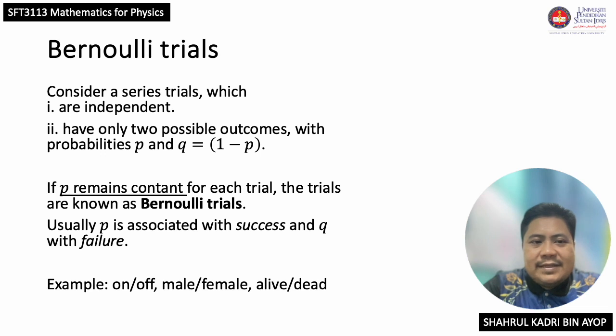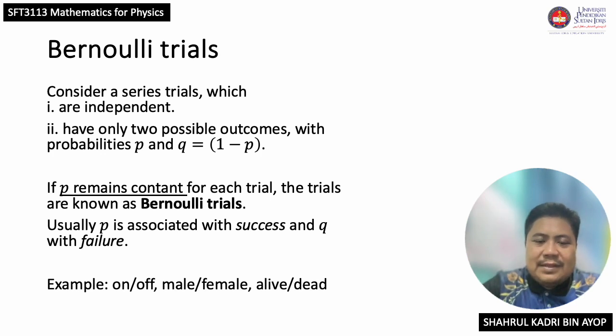So consider a series of trials which are independent and have only 2 possible outcomes, with probability P and Q, where Q is equal to 1 minus P. Okay, there are only 2 possibilities. So if P remains constant for each trial, the trials are known as Bernoulli trials.